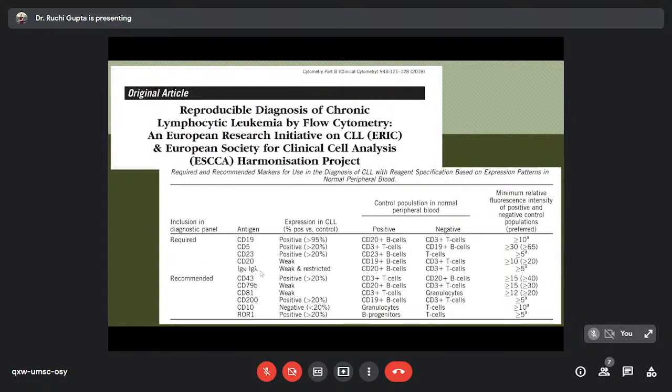Additionally, we can use CD43, CD79B, CD81, CD200, CD10 and ROR1. These are other recommended markers, but they are put up on an individual lab basis. Similarly, CD38 is not really included even in the recommended panel. CD38, ZAP70, and CD49D are prognostic markers which a lab will have to decide whether they need to be primarily in the panel or not.